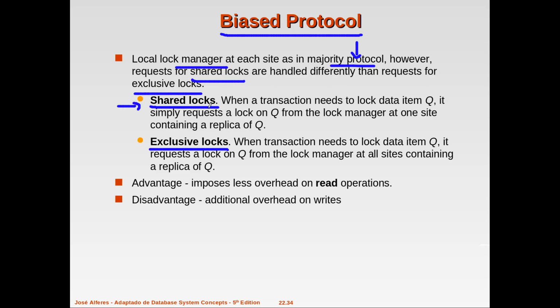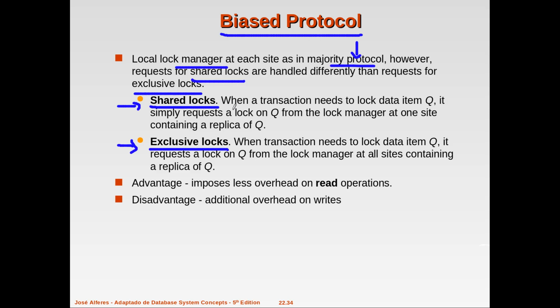Read locks are normally called shared locks because read can be done by more than one transaction at the same time. And exclusive lock means write lock. Write is possible only by one transaction at a time. Read operation can be done simultaneously by more than one transaction. That is why the read lock can be shared. That is why it is called a shared lock. But a write lock cannot be shared. That is why it is called an exclusive lock.